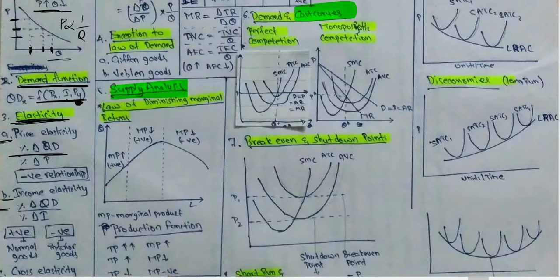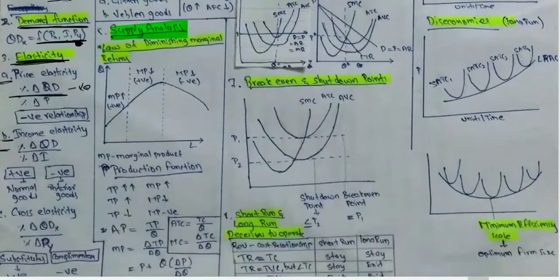Of course, price elasticity of demand will have a negative relationship, because when price increases, the quantity demanded of a good reduces, and when price decreases, the quantity demanded increases. So the elasticity will always be negative for price elasticity of demand.